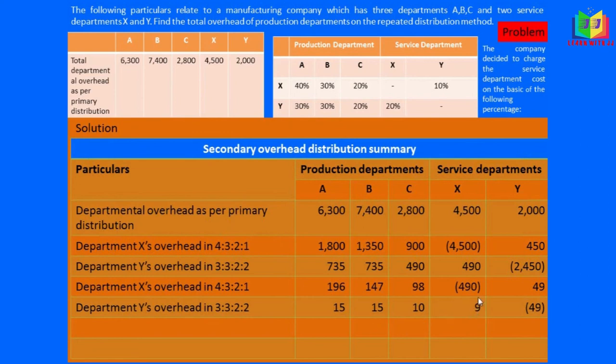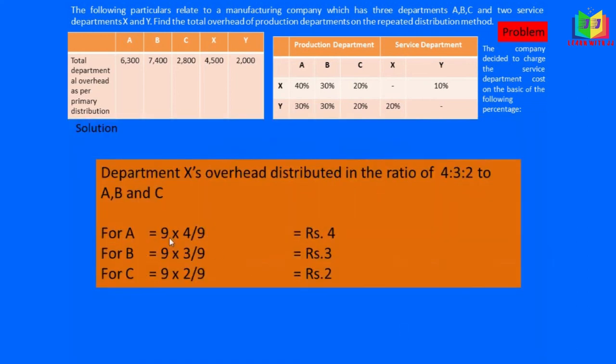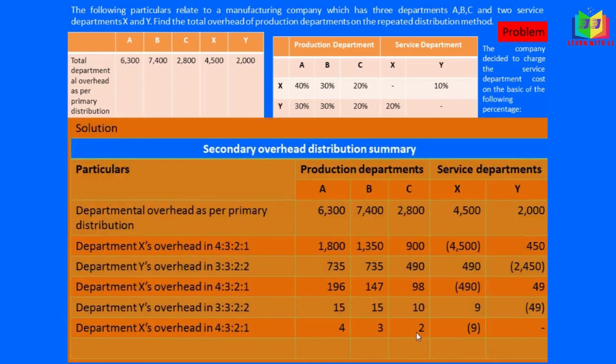Now this 9 is to be distributed. We have come to the last part, as it reaches a single digit, so there is no need to allocate to Y now. If we allocate to Y, it will become a negligible figure. So we'll stop here and allocate this to A, B and C in the ratio of 4:3:2, because we are stopping Y. So 4/9, 3/9 and 2/9 give 4 rupees, 3 rupees and 2 rupees for A, B and C. That I have written.